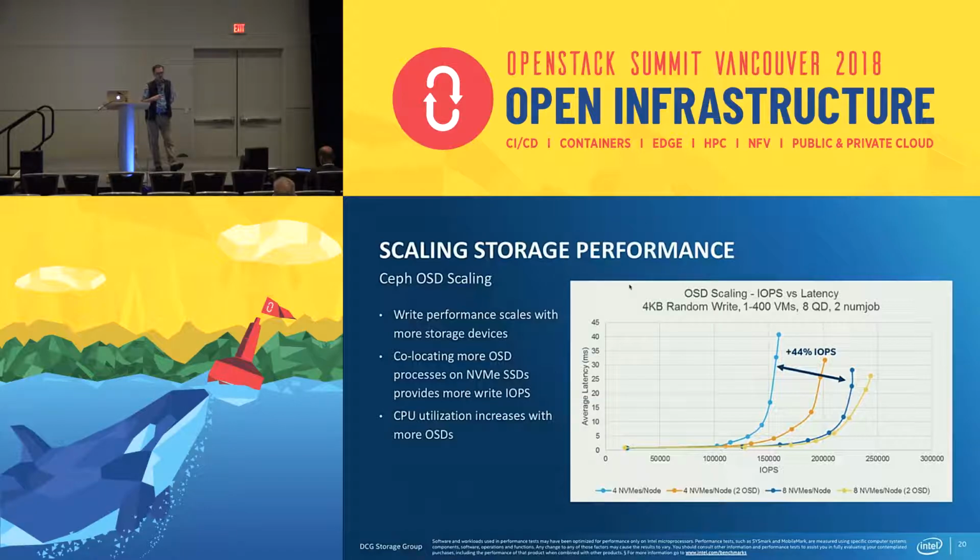But adding more OSDs to those devices isn't giving us as much. Adding 2 OSDs per NVMe in the first case moves us to the right quite a bit. We move from 150,000 to a little over 200,000 IOPS, and our latency curve's a little better. So we're getting a nice bump for that. But notice that with 8 drives, adding additional OSDs isn't helping me at all. So that 8 OSDs, not devices, but 8 OSDs seems to be another one of those sweet spots.